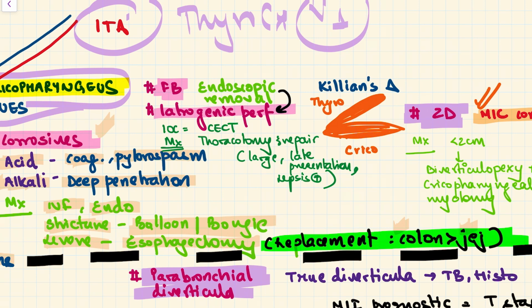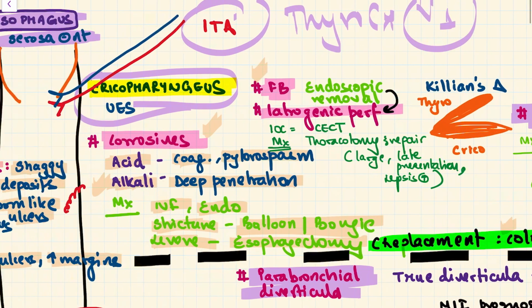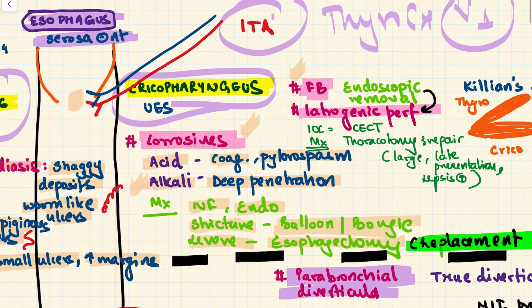All right. Then there can be a foreign body in the esophagus, right? Now, the foreign body can be stuck at this point. This is the most common place. That is the first constriction of cricopharyngeus where it can be stuck, right? And it can lead to iatrogenic perforation of esophagus if it is a sharp foreign body, right? So if there is a foreign body in the esophagus, endoscopic removal needs to be performed, right? Investigation of choice is CECT and management is thoracotomy and repair, right?